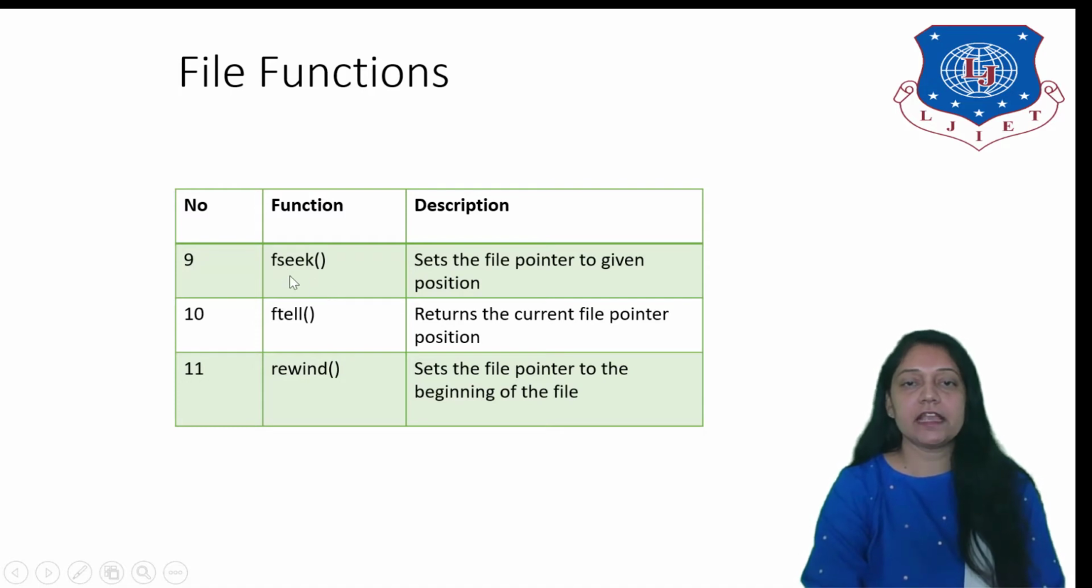Also, we have three important functions that we can use for working with the file pointers. One is fseek. Fseek is used to set a file pointer to a given position. If you want to set the file pointer to the middle, to the end, or at a particular location in a file, we will be using the fseek function. The ftell function will tell you where the current location of the file pointer is, and rewind means the file pointer is set at the beginning of the file. These three functions are basically used for dealing with file pointers. So these are the 11 important functions with respect to files. We'll see all these functions in detail and how to use them in our program.